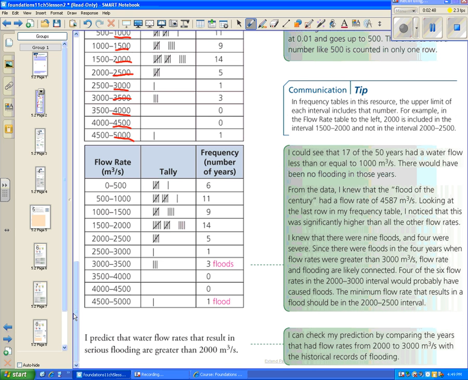Then she analyzed her table. She says, well, we had 4 major floods, so we had 4 severe. So she said that the severe floods occur after we have a flow rate of 3,000 meters cubed per second, because here, 3 plus 1 equals 4. Then she predicted the water flow rates that resulted in serious flooding were greater than 2,000. She can check her prediction by comparing the years that had flow rates from 2,000 to 3,000 with the historical records of flooding. So that is how Francine approached this question.